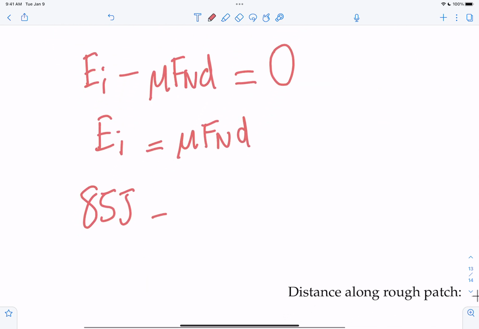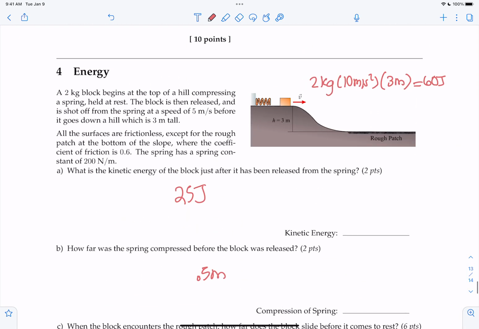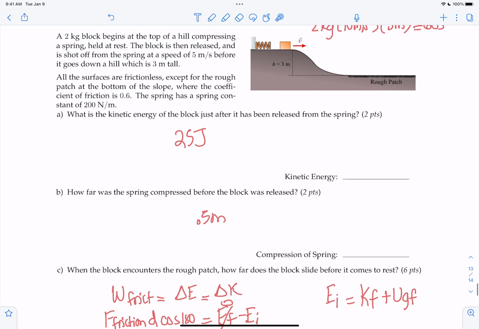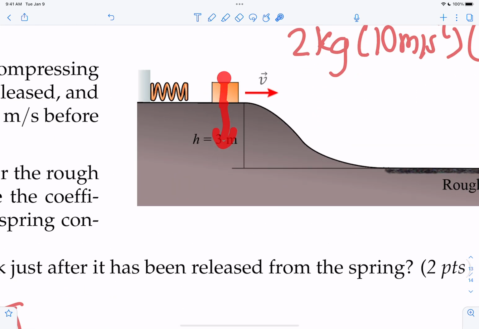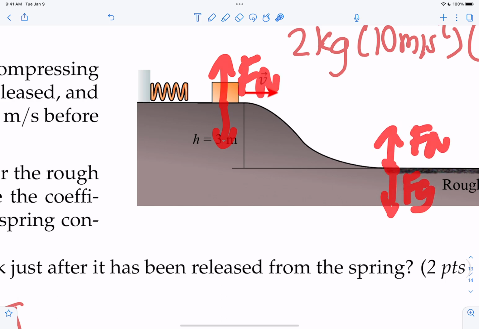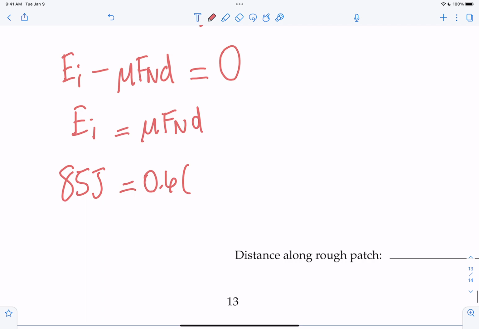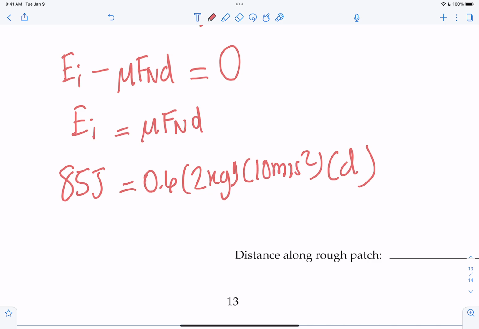So we have 85 joules is equal to mu, that was 0.6, I believe, times the normal force. If you think about the normal force, this is Fg, this is Fn. Even here, this object is not sinking through the floor or anything like that, so Fn should equal Fg. So 2 kilograms times 10 meters per second squared, multiplied by the distance. If you solve for all of that, 0.6 times 2 times 10 gives you 12. 85 divided by 12 should give you around 7.1 meters for your distance.